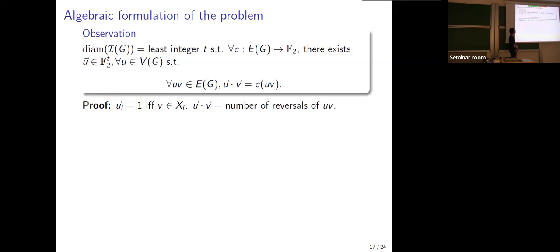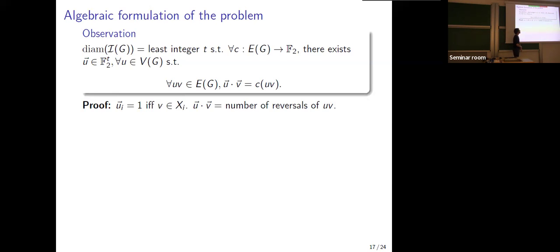So the idea is that when you have two orientations of your graph, you have two types of edges: the ones which are oriented in the same direction and the ones which are not. So you can represent it by putting a 0 or a 1 on every edge. A 0 means you don't want to reverse it, and 1 means you want to reverse it.